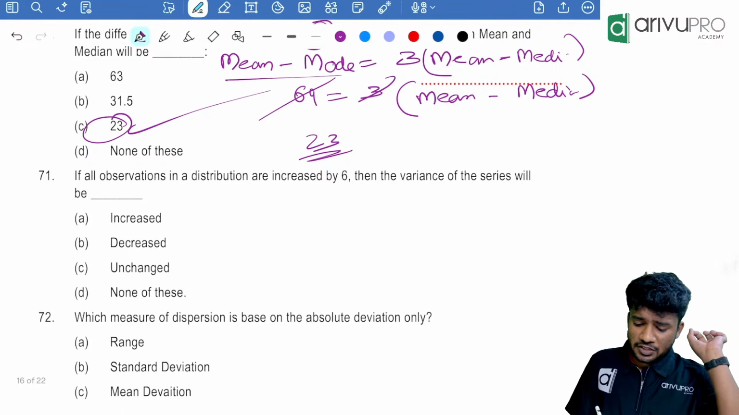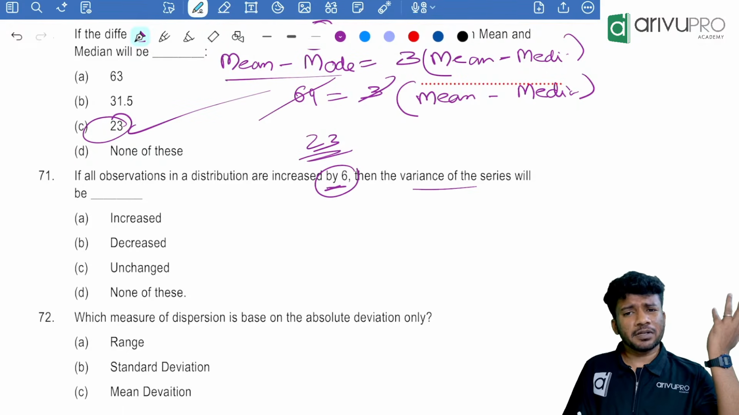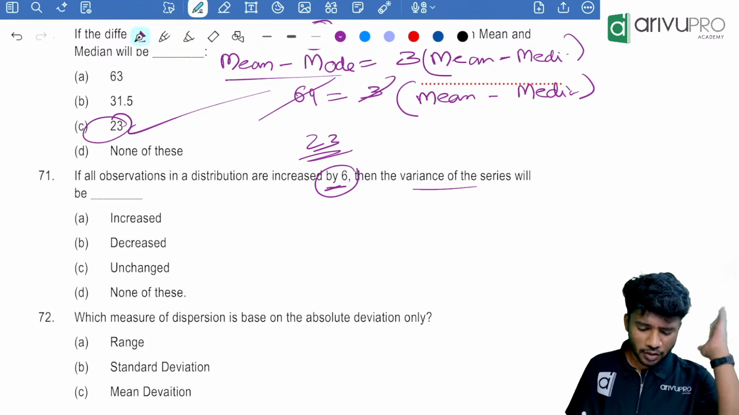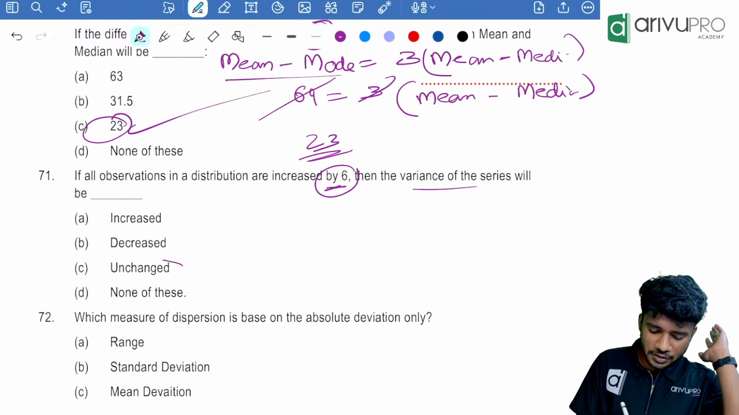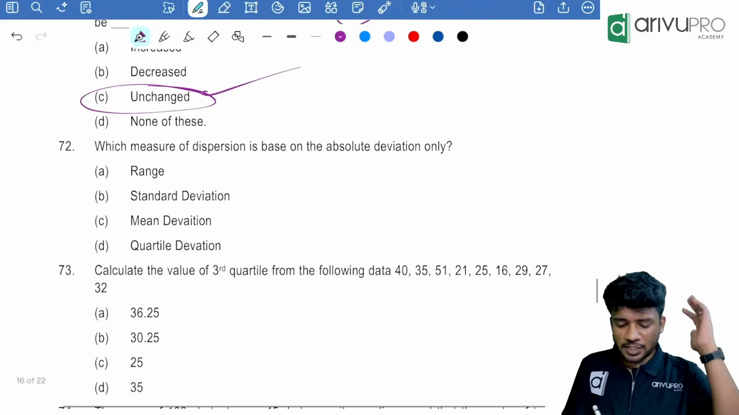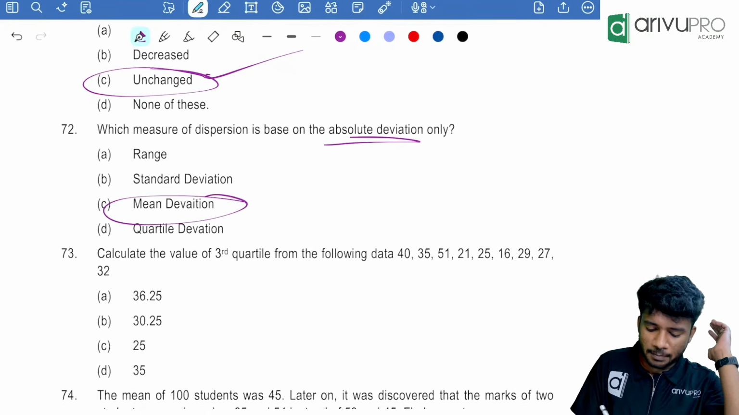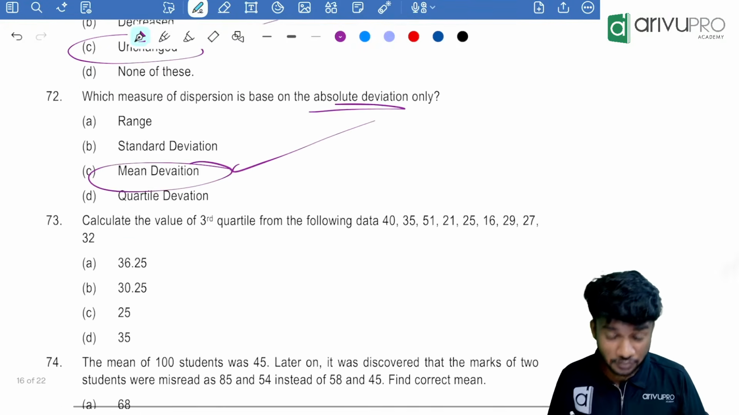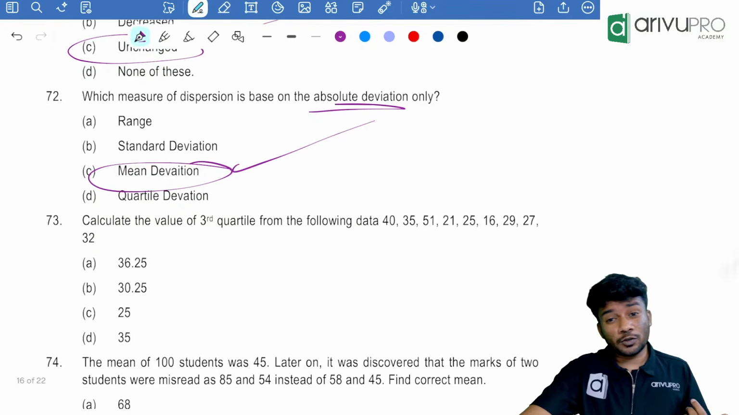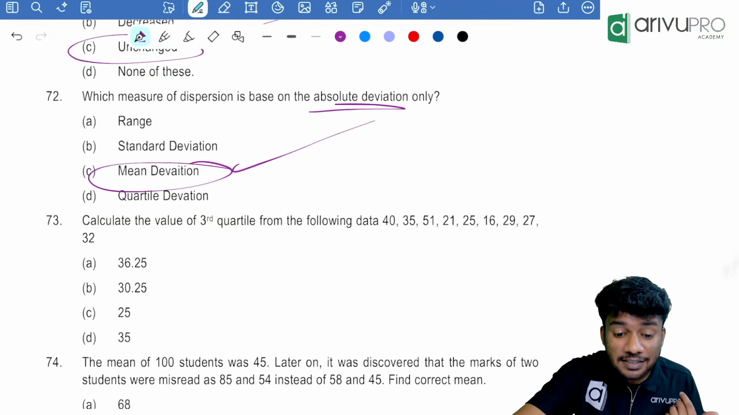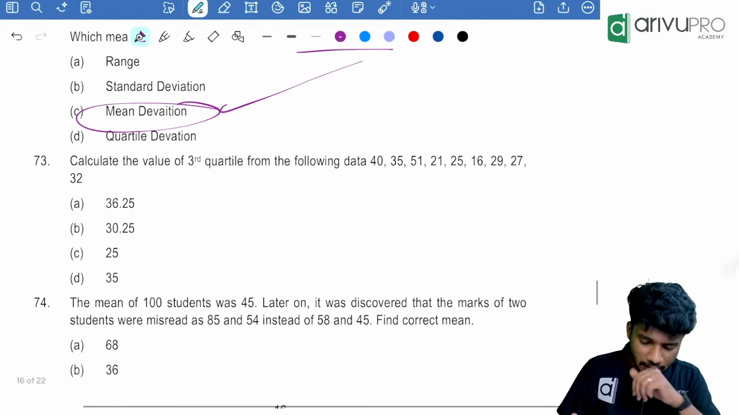If all the observations are increased by 6, the variance, people, is it affected by change of origin? No, it is unchanged. Which option is the answer? Option C. Which measure of dispersion is absolute? The mean deviation. Absolute measure of dispersion is mean deviation. It is also called average deviation, if you remember.